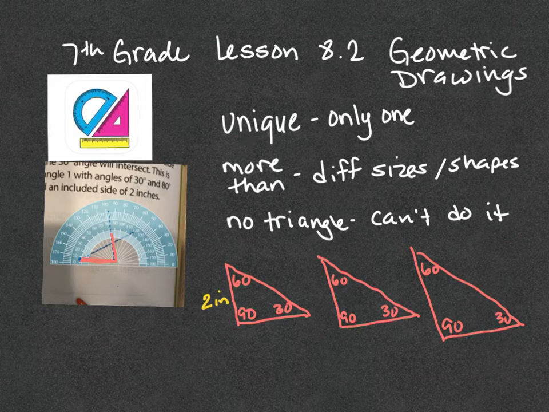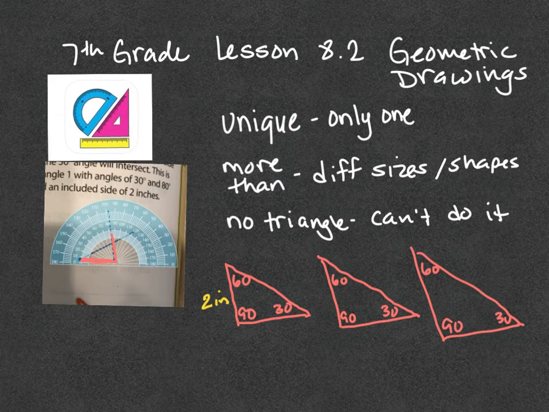So that would be unique. As soon as they put a length on one of the sides, they've trapped me into just one type, one size. If I just have angles, more than one, I can have all kinds of sizes. If I have angles and I have a length, then I'm trapped. Basically, if I have a length, I'm trapped into one size. So that would be unique.